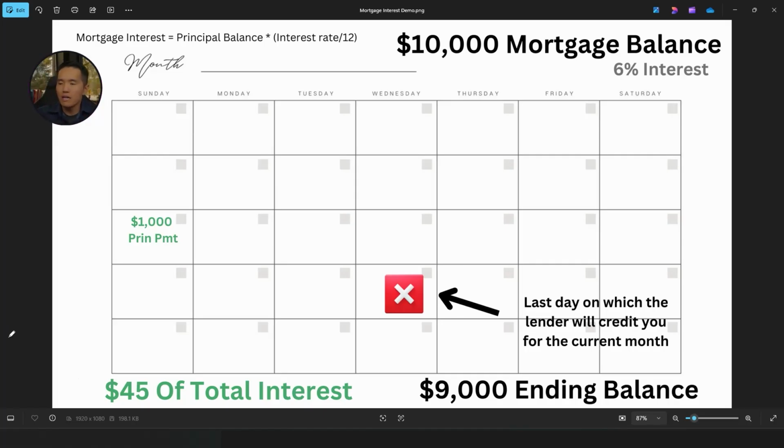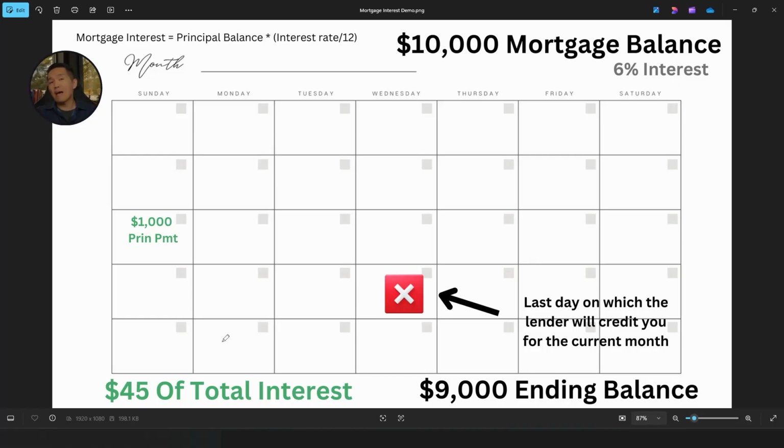So in other words, if you make any extra payment in excess of what is required, say on this day and this day, or even this day over here, the lender would take that amount and credit it towards the ending balance for this month, and therefore affect the interest calculation for the next month. But if you make the payment, let's say over here, or anytime after the red X day, the lender and the creditor will not factor that into the ending balance calculation. Rather, it will factor into the next month as an extra payment essentially to the ending balance.